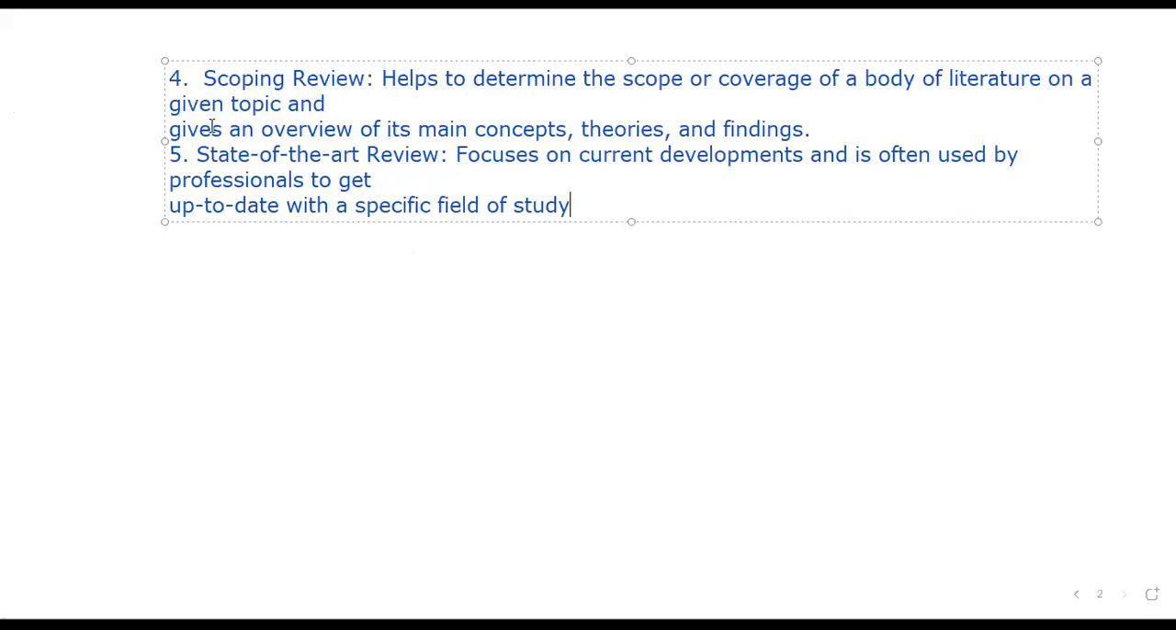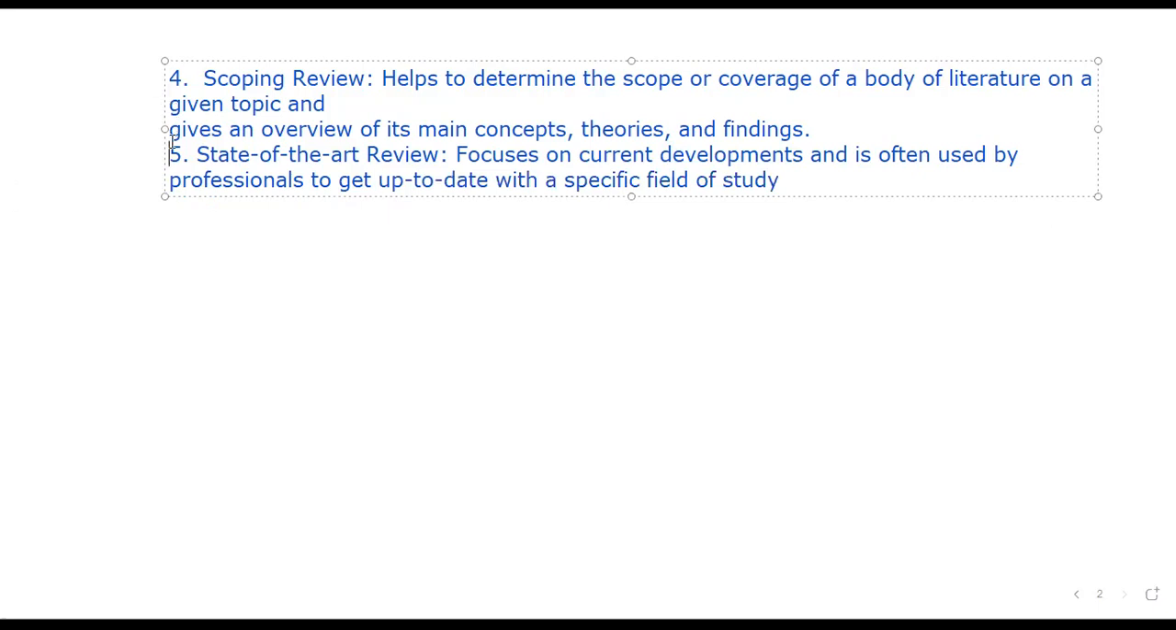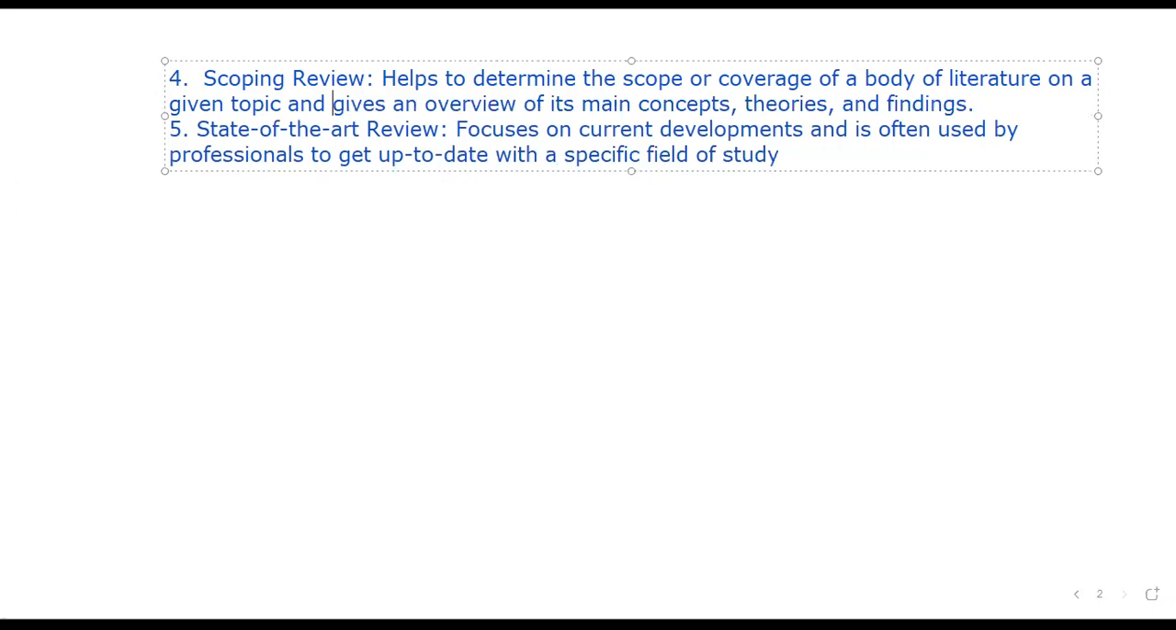So there's the scoping review, which determines the scope or coverage of the body of literature on a given topic and gives an overview of its main concepts, theories and findings. And then the state of the art, which focuses on current developments. However your supervisor would want it done, for UNILAS it's just under theoretical and empirical. In the PowerPoint notes we have, you just find theoretical and empirical, maybe even systematic, I don't know, but I've just found 2. So you can have a look at them and get back to the class in the next sessions.